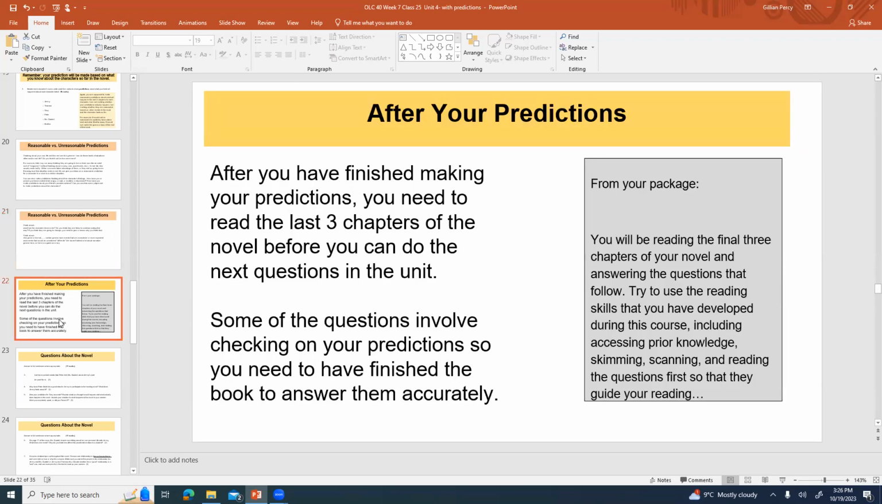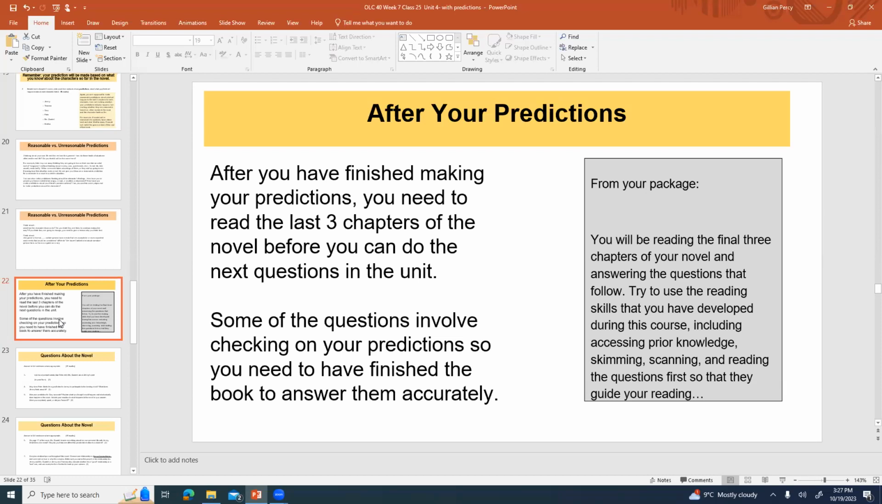After you've done all your prediction making, then you need to read the last 3 chapters of the novel before we can do the next questions, okay? Some of these questions involve checking on your predictions, so you do need to make sure you finish the book before you keep on going to answer them accurately. And I'm sorry I'm putting them together. It's just how they've phrased the assignment. So if you haven't, go ahead, take a little bit, read the next 3 chapters.